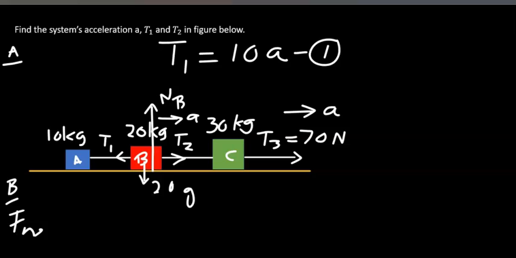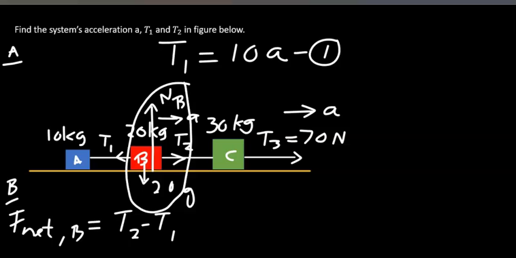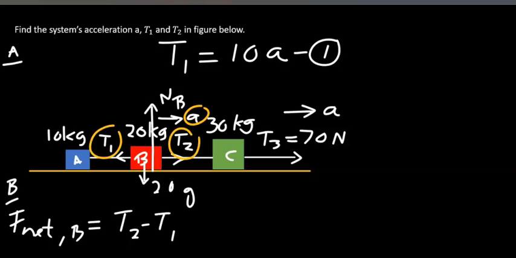The net force on object B is given by T2 minus T1. The vertical forces will not contribute because the objects are not moving vertically. Because the acceleration is to the right, it's obvious that T2 is greater than T1. And T2 minus T1 is the mass of object B, which is 20 kg, times the acceleration. So that is the second equation.